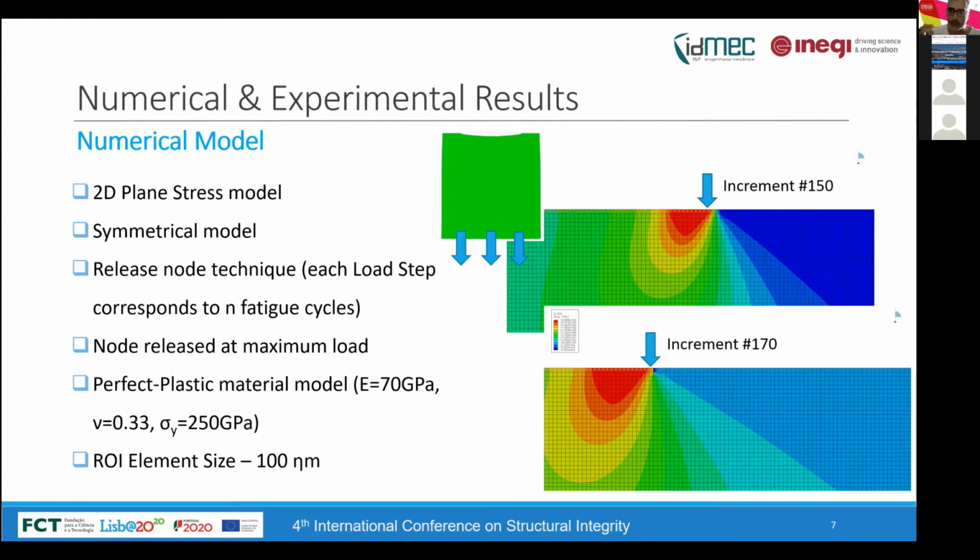But the release node technique allows us to analyze the fatigue process throughout the whole test and simulate the accumulation of plastic strains. The node was released at the maximum load. Some authors also consider the possibility of releasing the node at the minimum load of the cycle. And for now, we are just considering a simple material model, which is an elastic perfectly plastic model. Around the crack tip and on the area of the plastic deformation, the element size is for now around 100 nanometers.